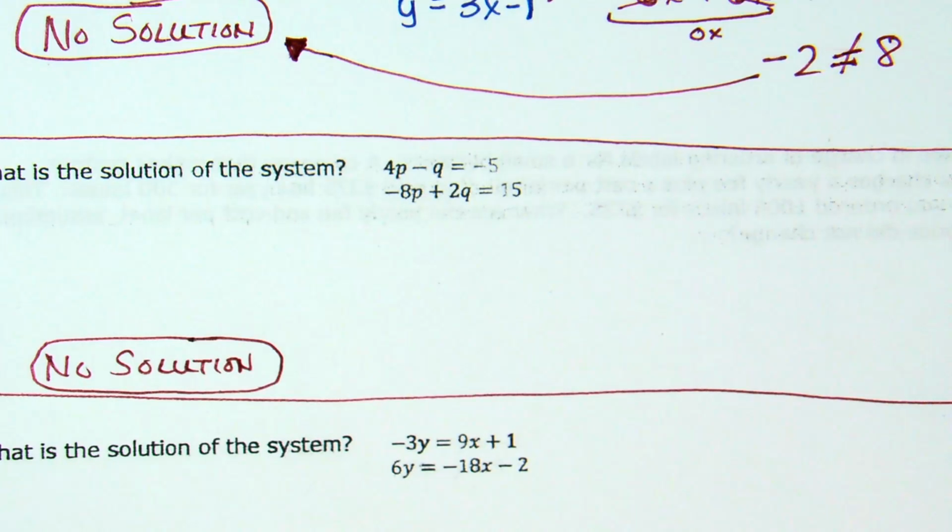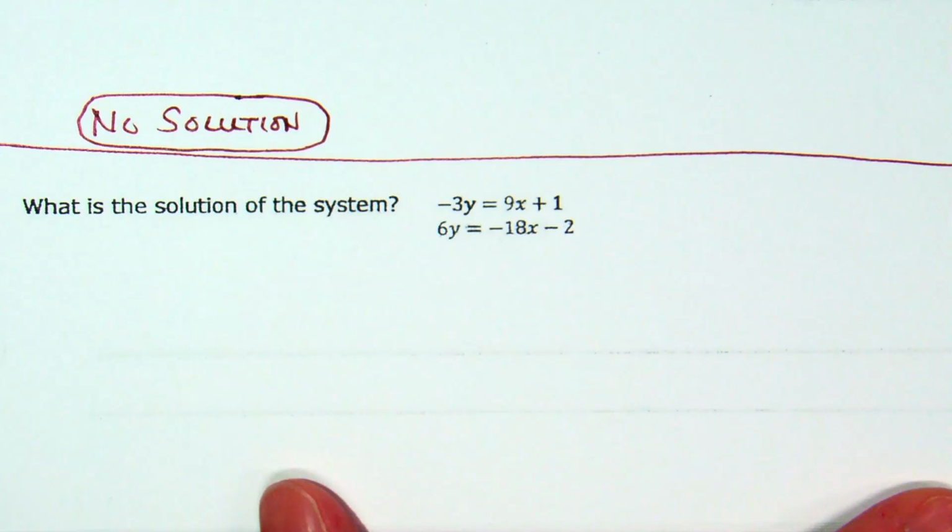No solution. Okay, very last example on this front page. Negative 3y equals 9x plus 1. 6y equals negative 18x minus 2.